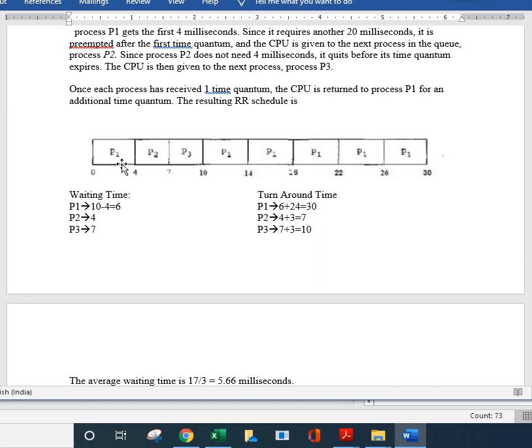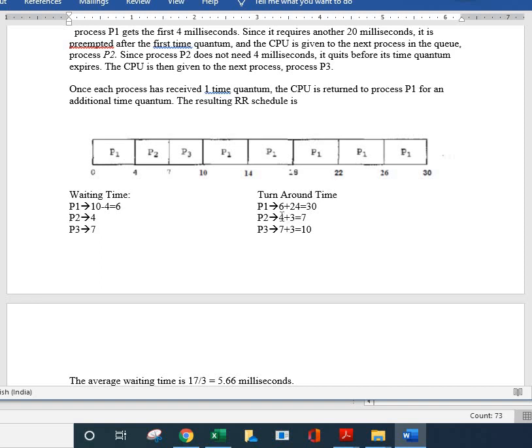But since it has already got a chance to execute for 4 milliseconds, we are going to subtract those 4 milliseconds so that we get 6. The waiting time of P1 is 6. Whereas P2 will get the chance at the 4th millisecond, and it's going to complete within that time quantum itself. So it is just 4, and obviously for P3 it is 7.